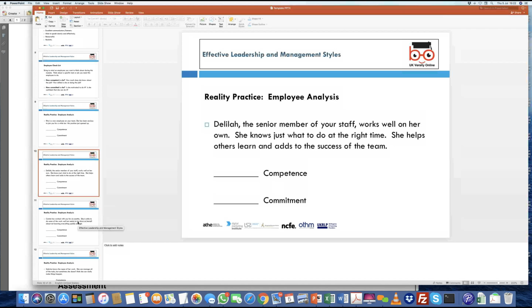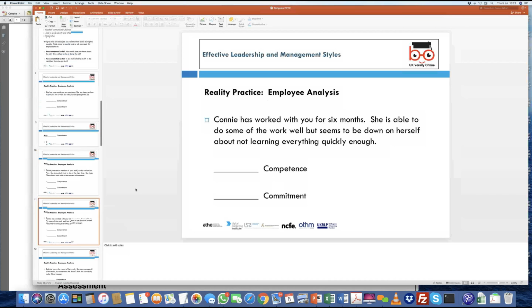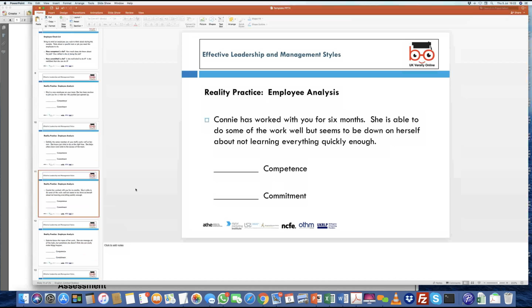So Connie worked in the company for 6 months. She's able to do some work well, but seems to be down. Seems that the work she does is down to herself. There is no help that she gets, but she's not looking at learning everything quickly enough. What would you say? Is this commitment or competence?